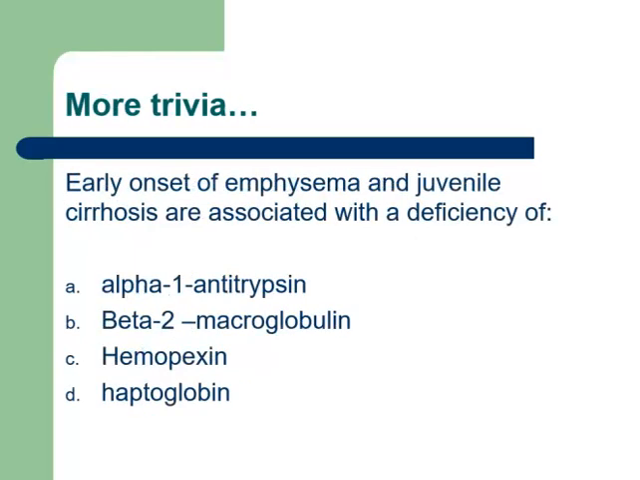Okay, more trivia. Early onset emphysema or juvenile cirrhosis is associated with a deficiency of... Pause the video, try to answer it on your own before you move on. And emphysema, just for a note, is dealing with the lungs and shortness of breath, and cirrhosis is dealing with the liver. The correct answer is A, alpha-1 antitrypsin.